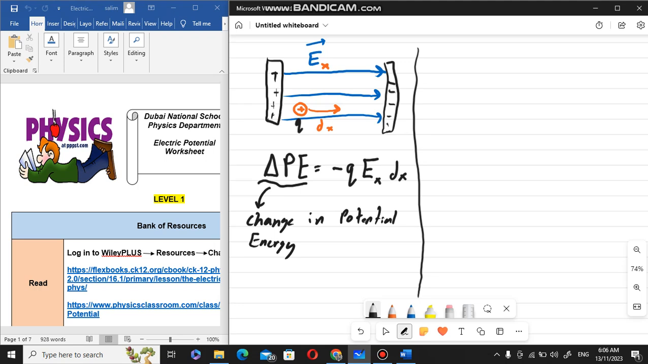So I'll give you all the cases now for positive and negative charges. If I had an electric field like this, and we had a positive particle moving in the same direction as the field, then the change in potential energy of the positive particle will be negative, since it is decreasing as it moves. It means that it will lose potential energy.